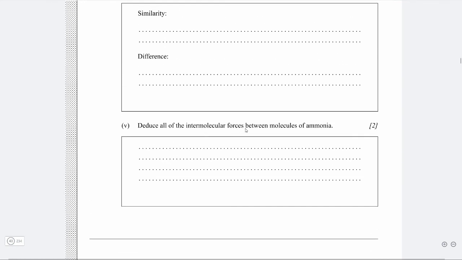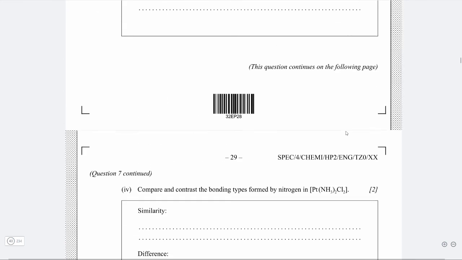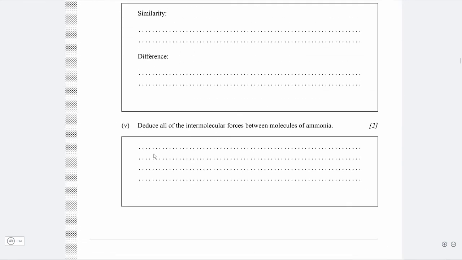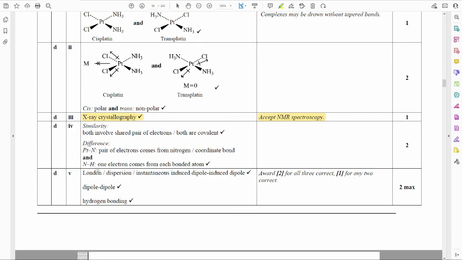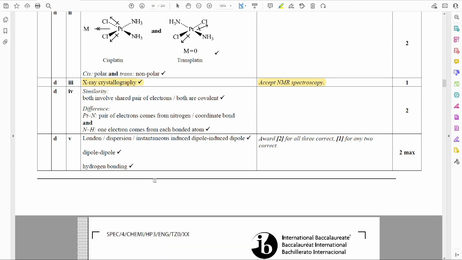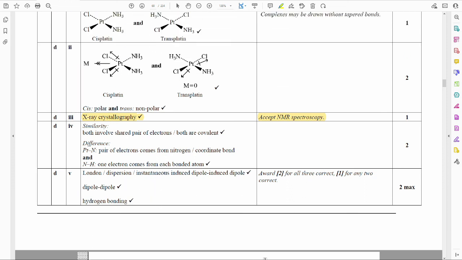Deduce all the intermolecular forces between molecules of ammonia. So that would be London dispersion, dipole, and hydrogen. I think. Yeah. All 3 of them. But you just need 2 of them, I think. No, okay, you actually need all 3 correct.